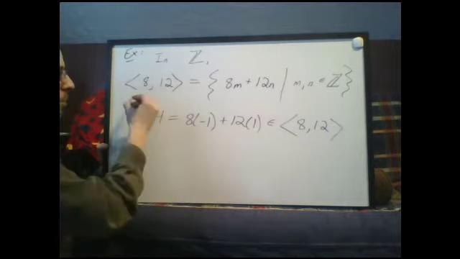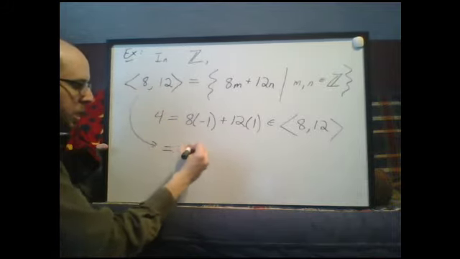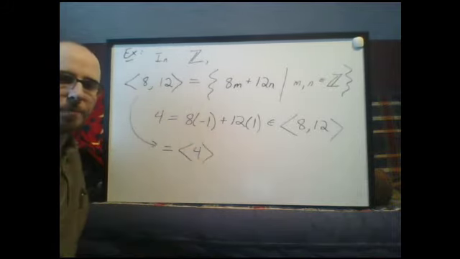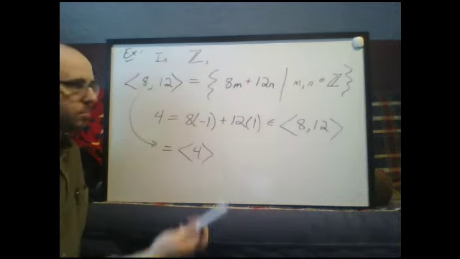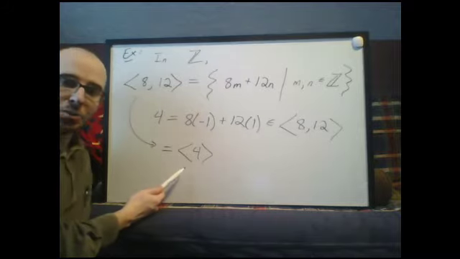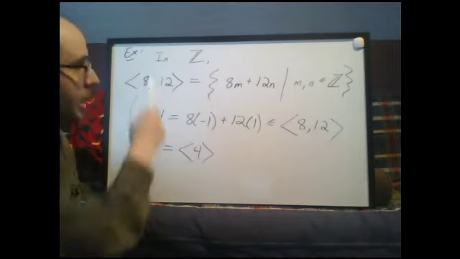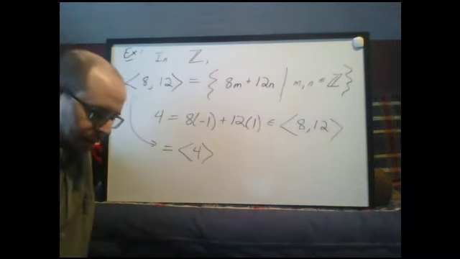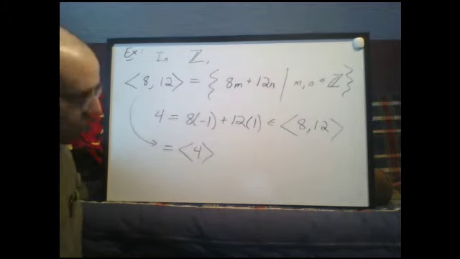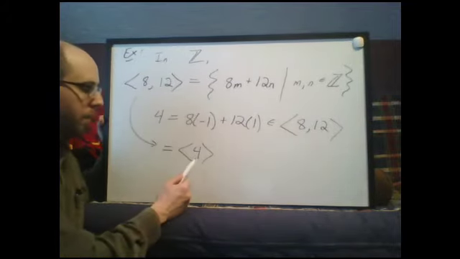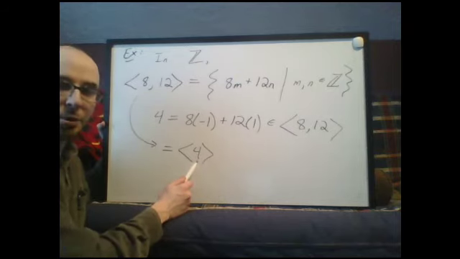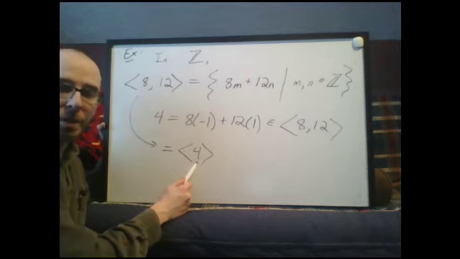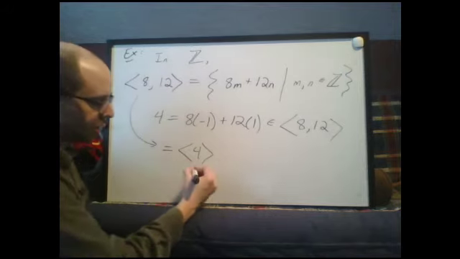So in this example, this ideal is actually generated by just 4 because it's the greatest common factor of 8 and 12. So I can always reduce to the greatest common factor and just use that to generate everything in Z. Okay. So if I can generate an ideal with just one element, that's what we mean by principal ideal. So this is a principal ideal.